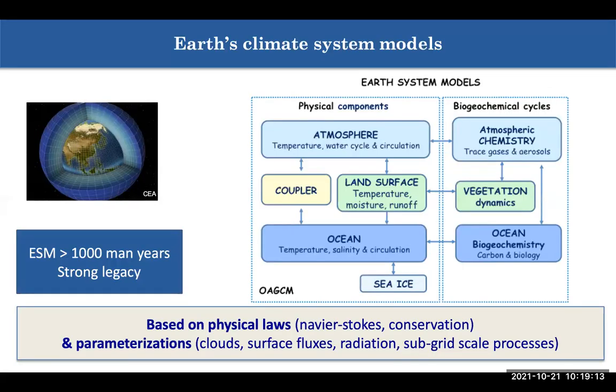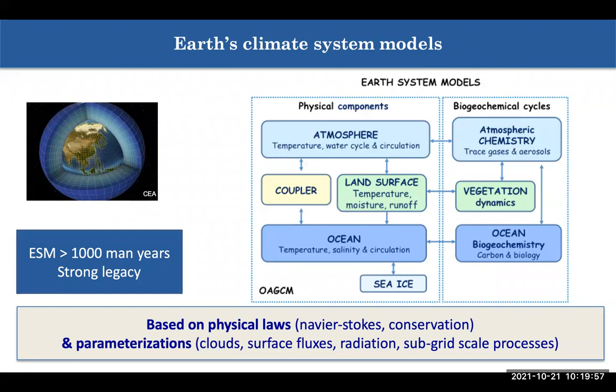Those models that we often call Earth system models encompass the physical components of the atmosphere, the land, the ocean, coupled together with also the sea ice, but also more and more the biogeochemical cycles. So the atmospheric chemistry, the transport of gases, of aerosols, vegetation dynamics, which plays a role in the carbon cycle, as well as the ocean biogeochemistry, so the carbon and the biology that are key for the carbon cycle as well. And those overall models, I estimate it's about 1,000 man-years of development cumulated over the last 30 years.